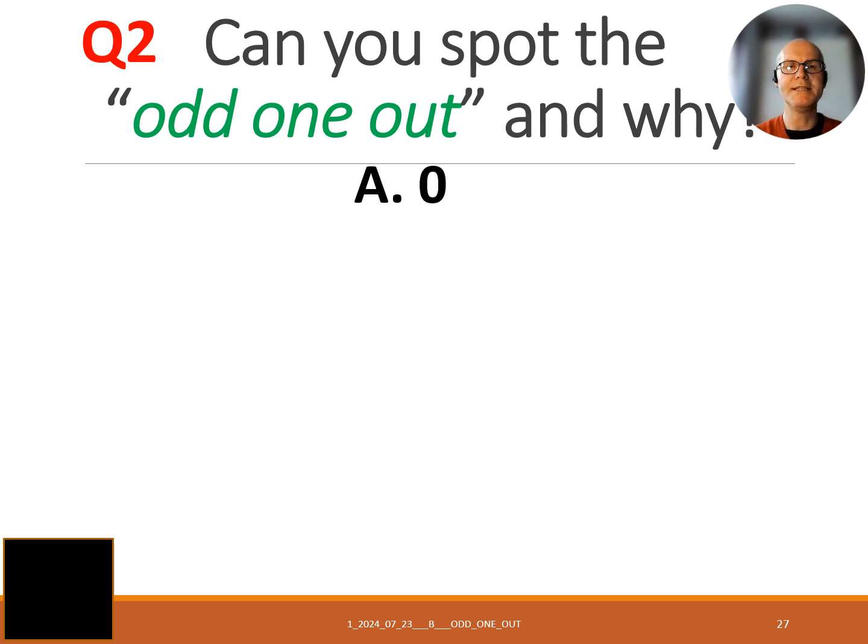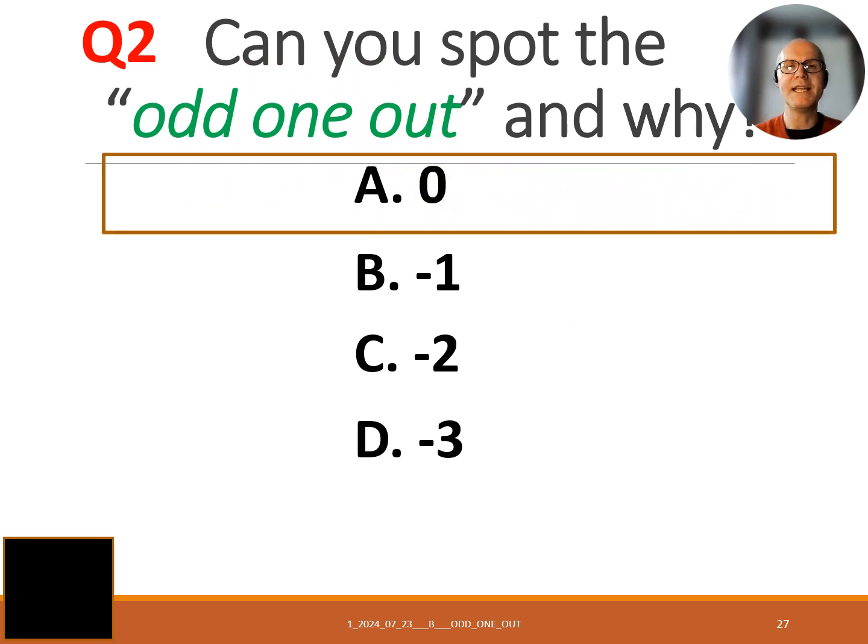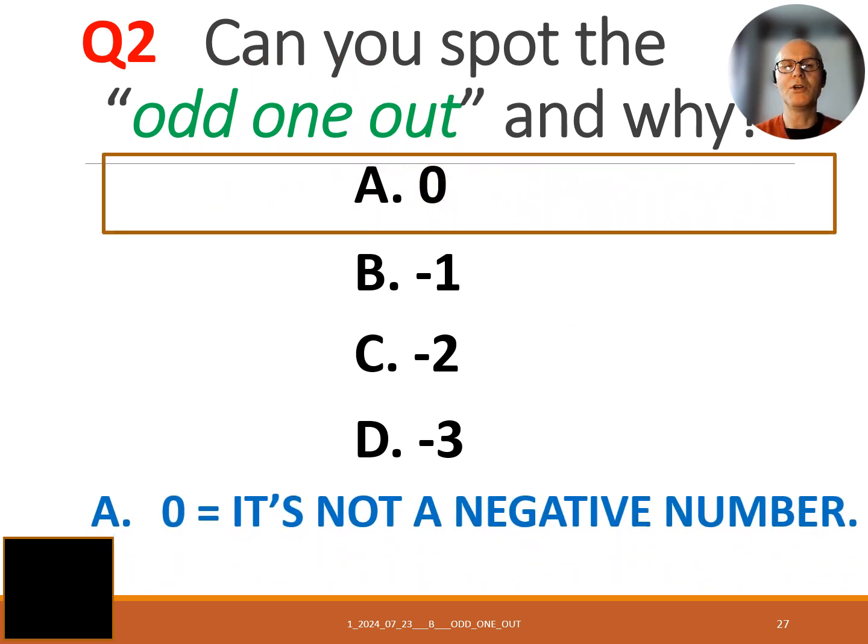Question 2. 0, -1, -2 and -3. The odd one out here was A, 0, because it's not a negative number. -1, -2, -3 are all negative numbers. 0 is neither positive nor negative.